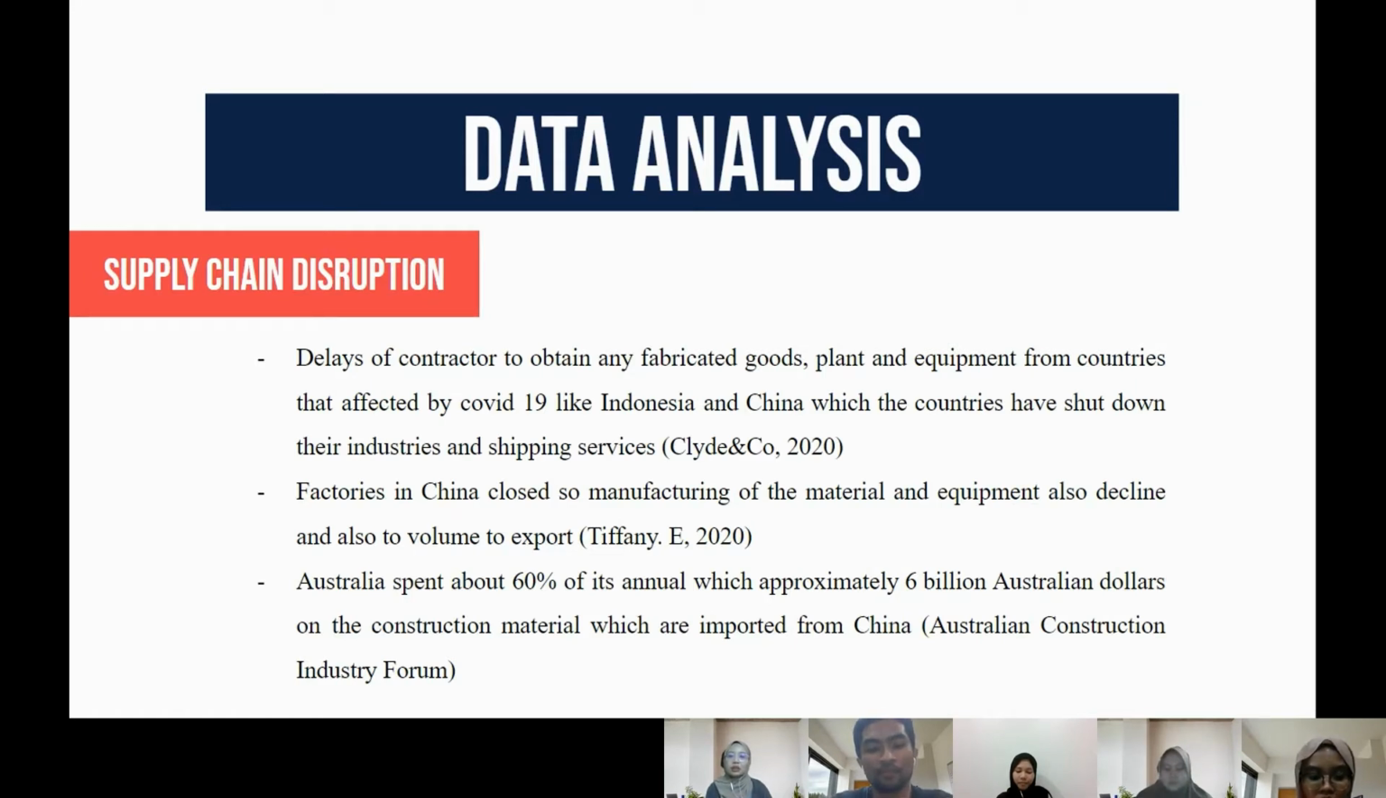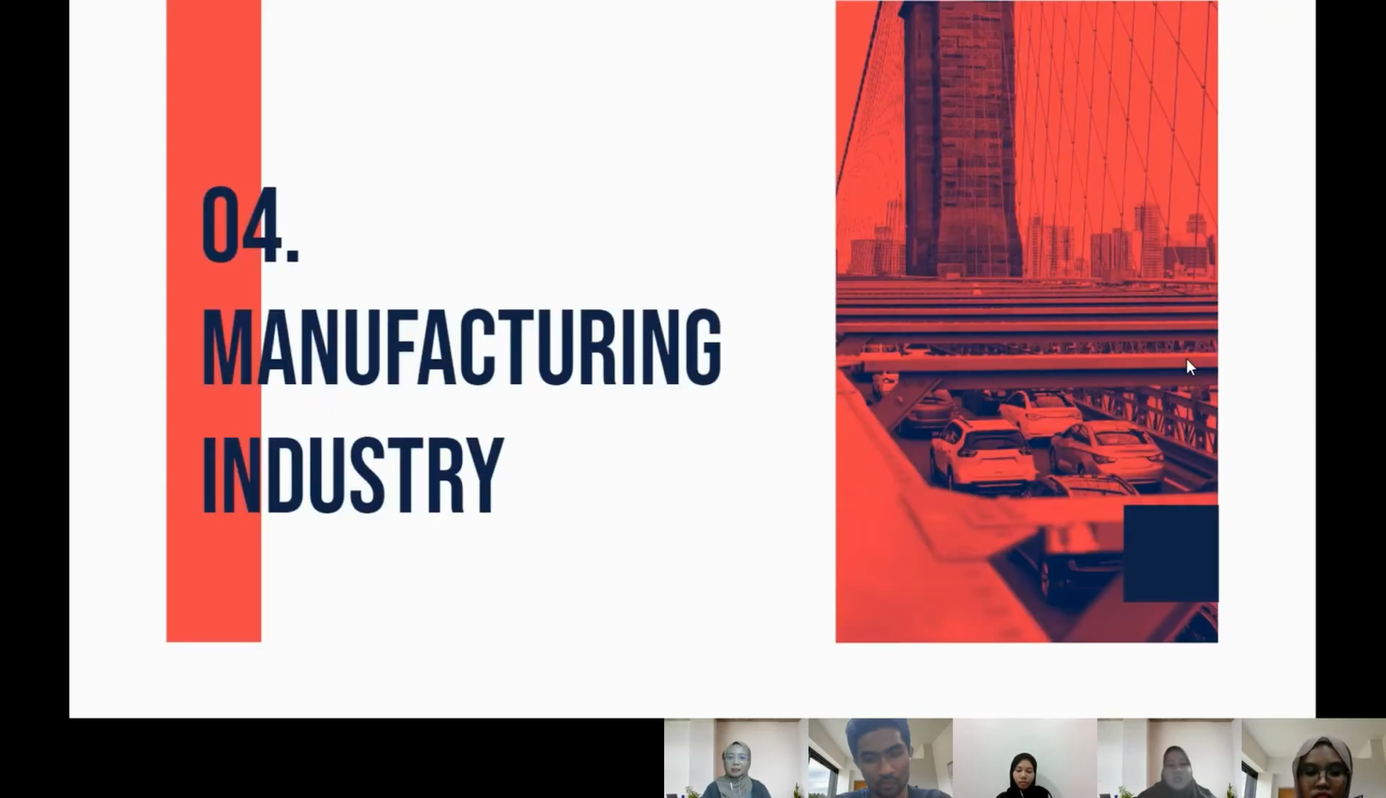Because of this, the countries which always import construction material, like China, or products that are manufactured only by these countries, like air conditioning or lifts, will also affect the construction of other countries if those countries have a lockdown. Thus, the contractor does not have any alternative, but just has to wait. That's all from me. Okay, so then we move on to the impact of COVID-19 on the manufacturing industry.